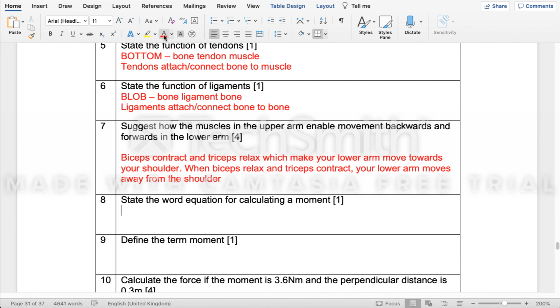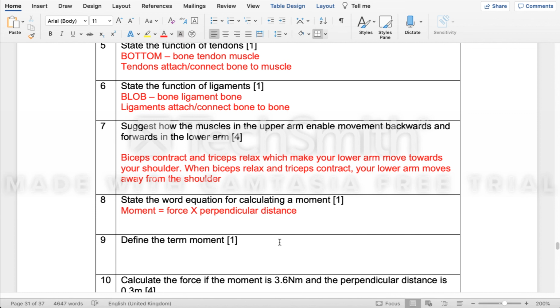Number 8. State the word equation for calculating a moment. The question is asking for a moment, so your moment should be on one side of the equal sign. And the rest of it is going to be force times perpendicular distance. You don't need to put the units because it's just asking for a word equation.